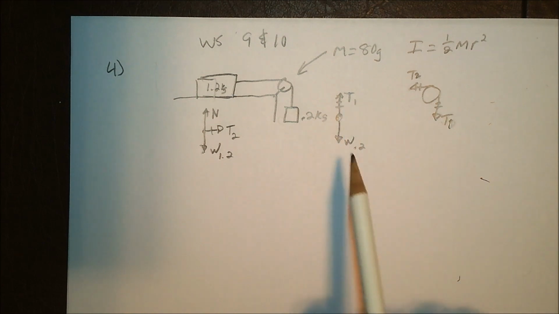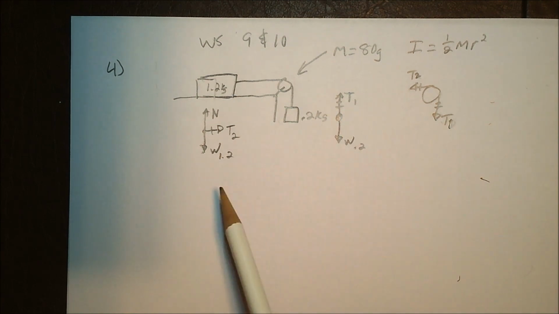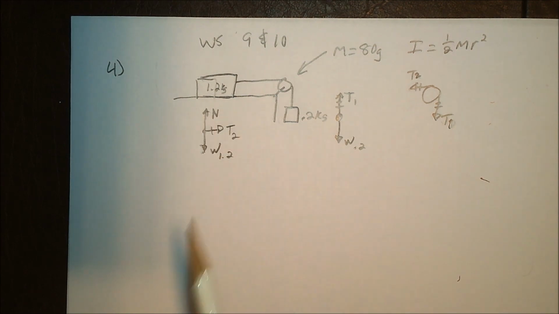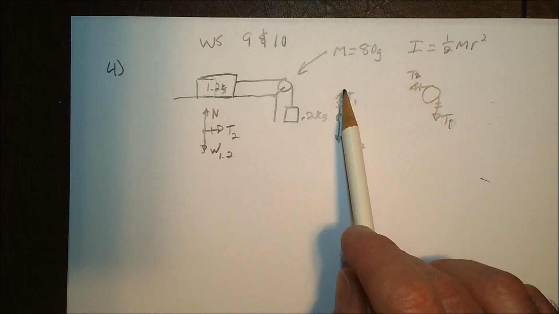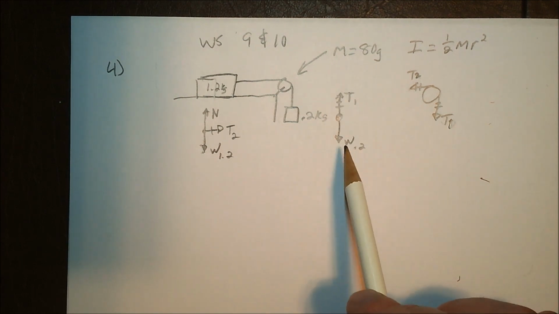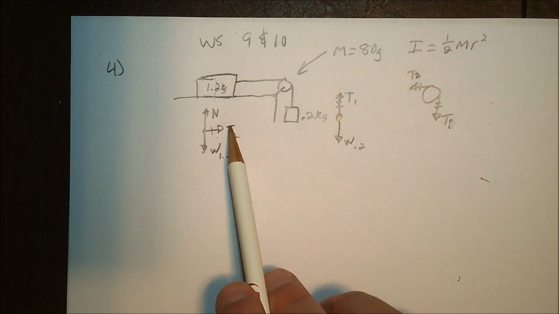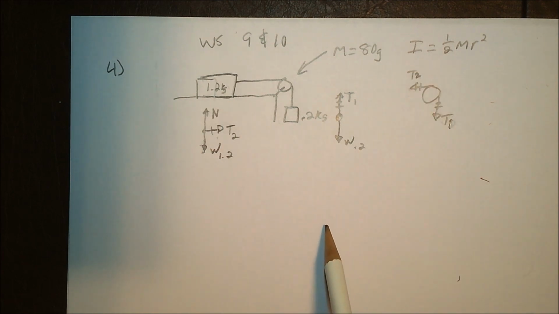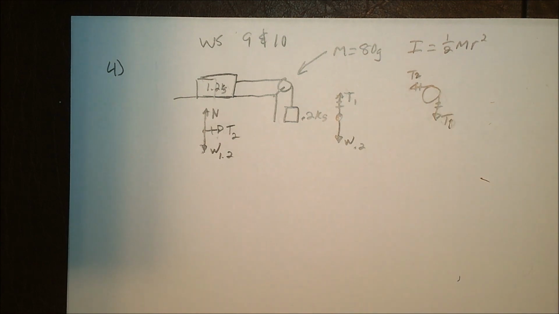On the AP test, they don't need you to draw these to scale, but I want you to understand that this weight is much bigger than that weight, and it would be balanced by the normal force. And I also want you to understand that this tension here, which is smaller than the weight, is bigger than that tension. This tension on this object is the same as the tension on this object, same amount, and this tension is the same as that tension.